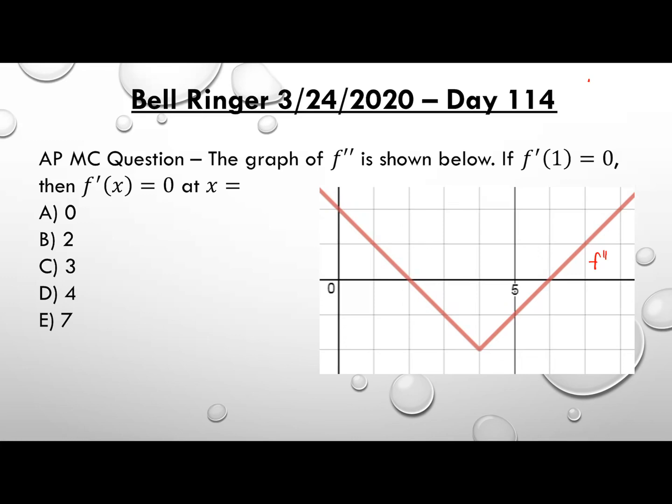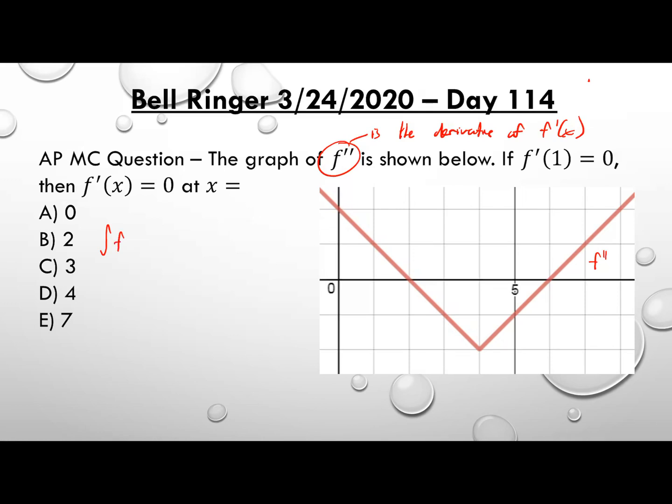So remember, f double prime is the derivative of f prime. So we're being given the derivative of a function, and we're being asked a question about the original function. Hopefully that makes you think that, in other words, this is asking us to determine something about the antiderivative of f double prime.